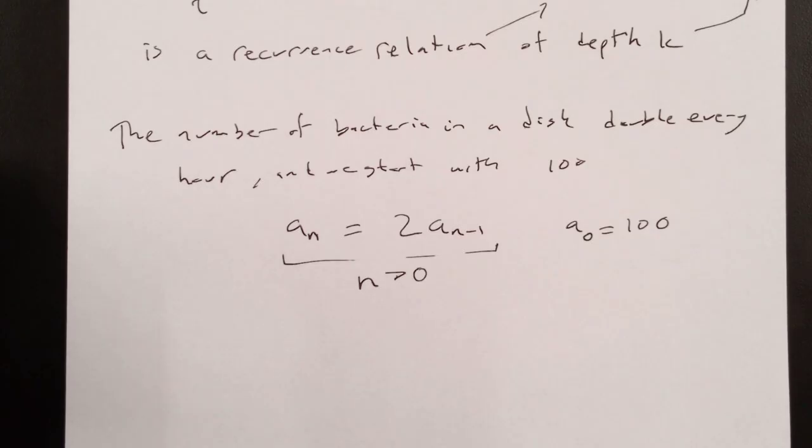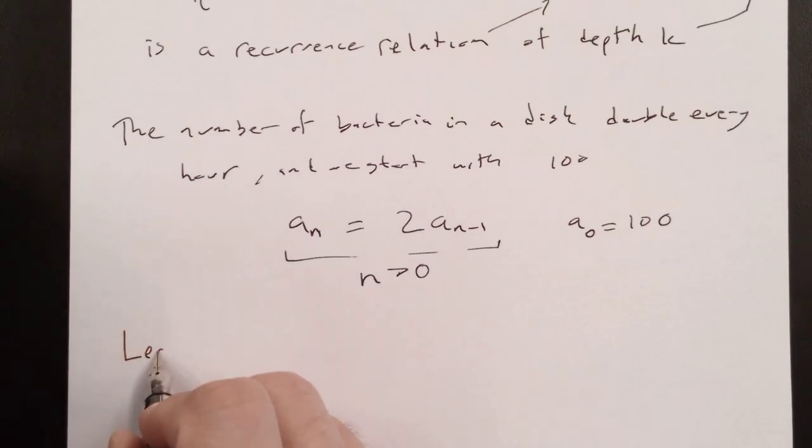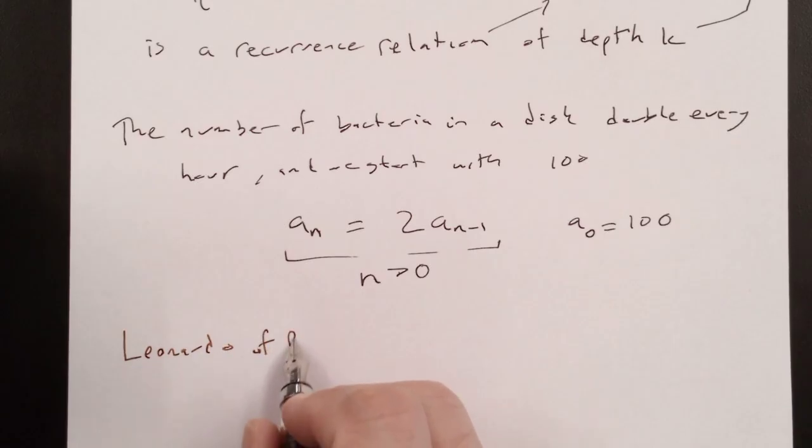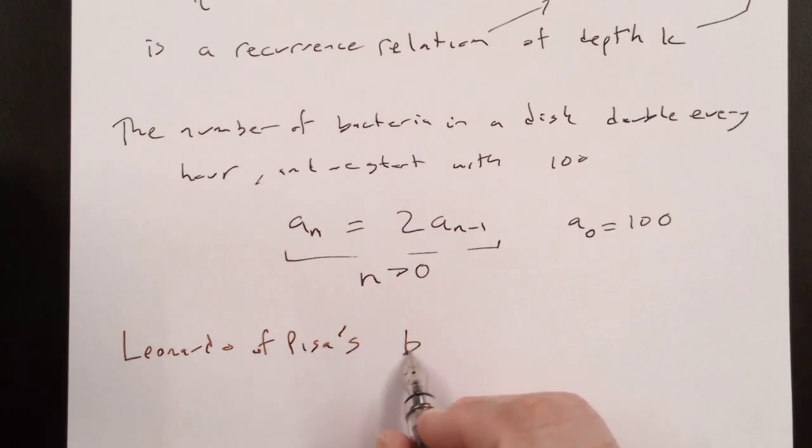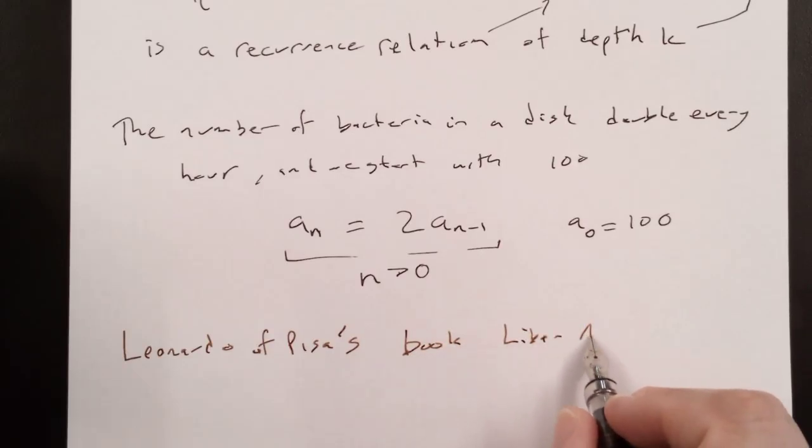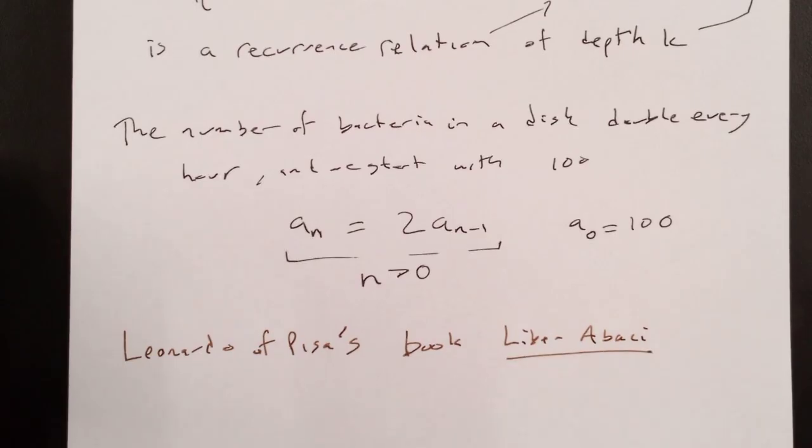I've got an example for you that I know you've seen. In the 13th century, Leonardo of Pisa wrote a book called Liber Abaci, the Book of Counting, in which he said, I've got a pair of rabbits. And I'm going to put an ideal situation on these rabbits.